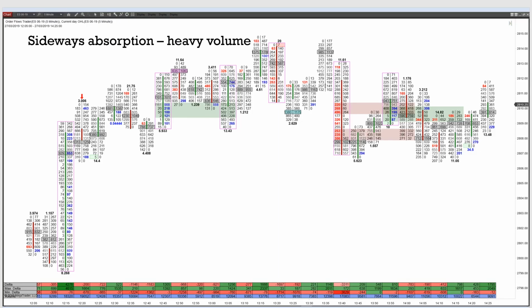So let's take a look at sideways absorption. Sideways absorption is usually marked by heavy volume and price not making new highs necessarily or new lows, but mostly going sideways. So here we are, again, the E-minis 5-minute chart. And you notice we have this big sideways activity here. You have some volume in here. This bar here at the high, 13,000, 12,000 here. This big bar here, 18,000, 19,000.